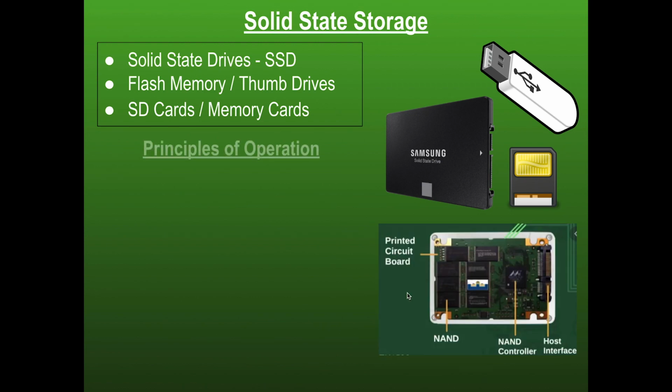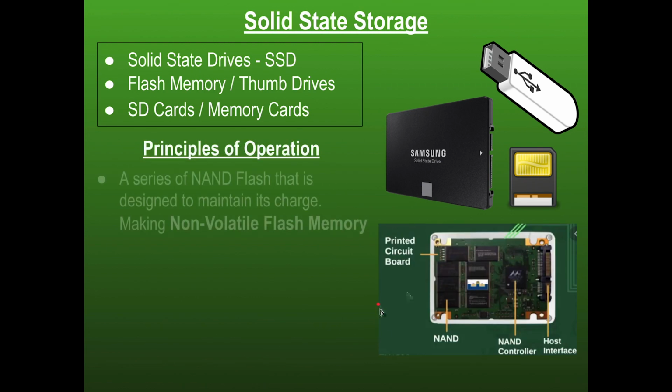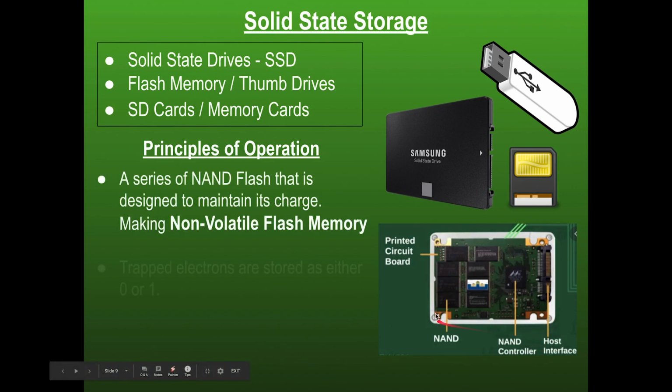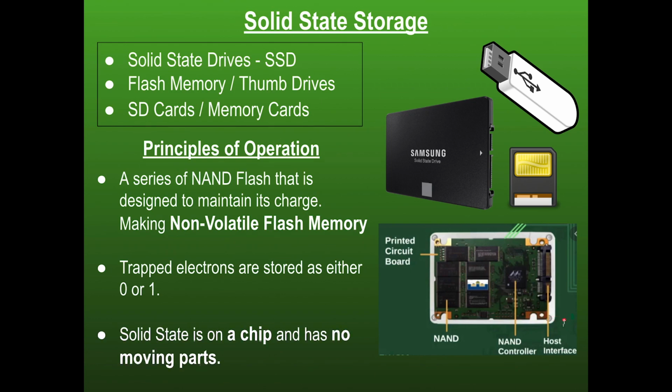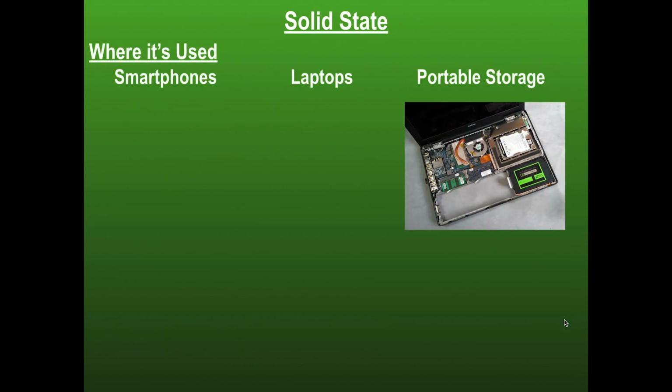So what are our principles of operation with this? Well, you'll notice here this is a chip, this is a circuit board, and there are NANDs upon this. Because it's a chip, that means there are no moving parts, and it's a really fast access. Electrons are charged across the chip and they become trapped between layers, and these charged electrons can then be read as zeros and ones. And so these non-moving parts and small size make them just amazing for smartphones, laptops, portable storage.